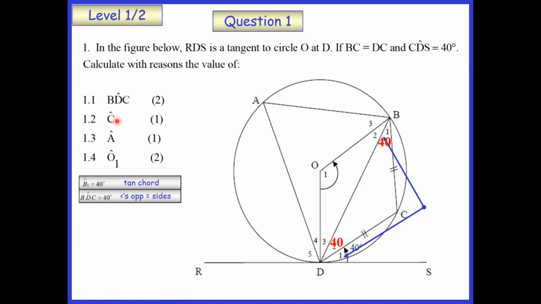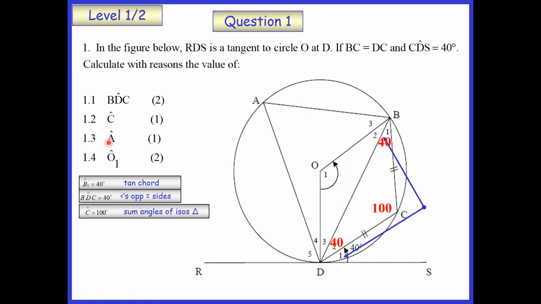The second one is to find angle C. Anybody who can tell me what angle C is going to be? 100, sir. How did you get that? 180 minus 40 minus 40 because of angles of a triangle. Well done. Sum of angles of a triangle.